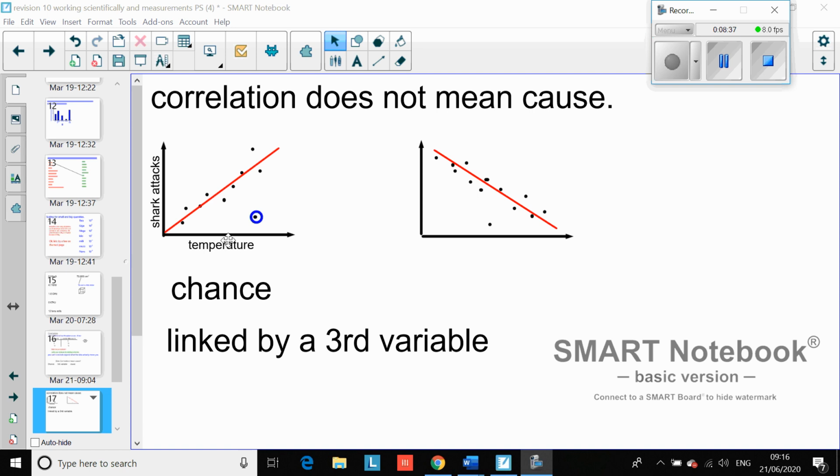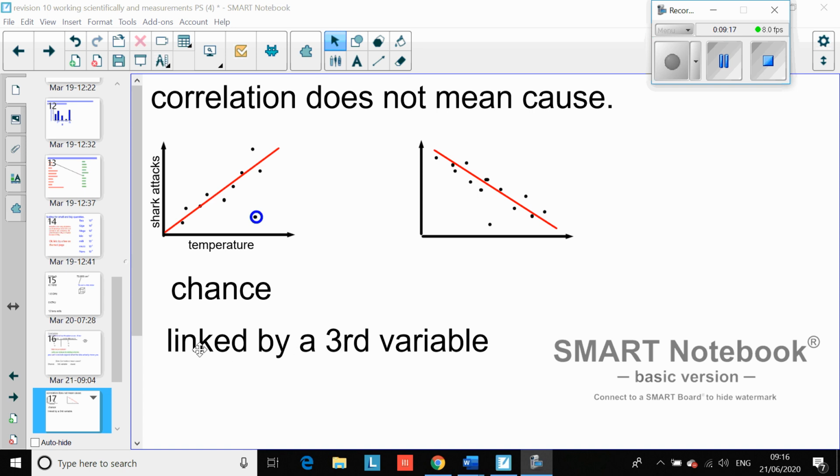So you've got temperature going up, and you've got the number of shark attacks going up. For example, there seems to be a correlation between water temperature and shark attacks. As the temperature gets warmer, there are more shark attacks. But this isn't because warm water makes the sharks go crazy or anything like that. Instead, they're linked by a third variable, the number of people swimming. I mean, let's be realistic. More people swim when the water's hotter, and with more people in the water, you're going to get more shark attacks. So it could be linked by a third variable.